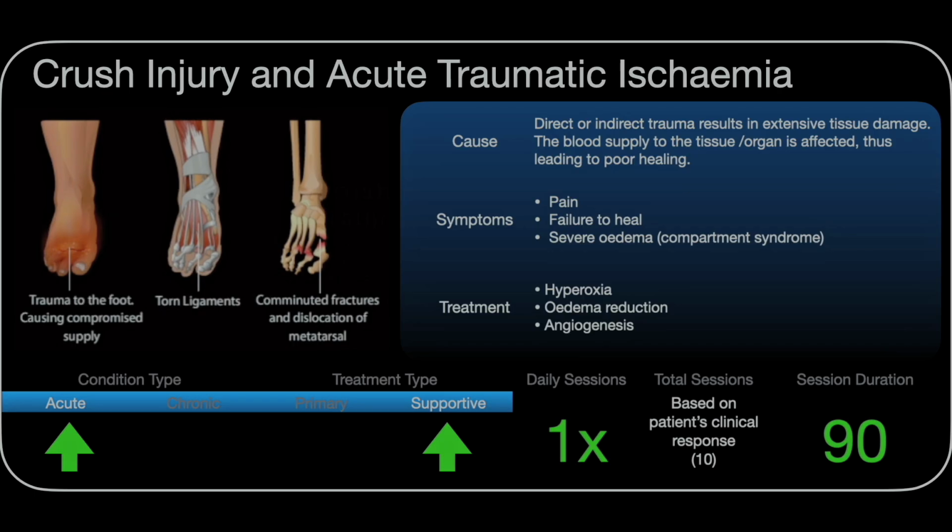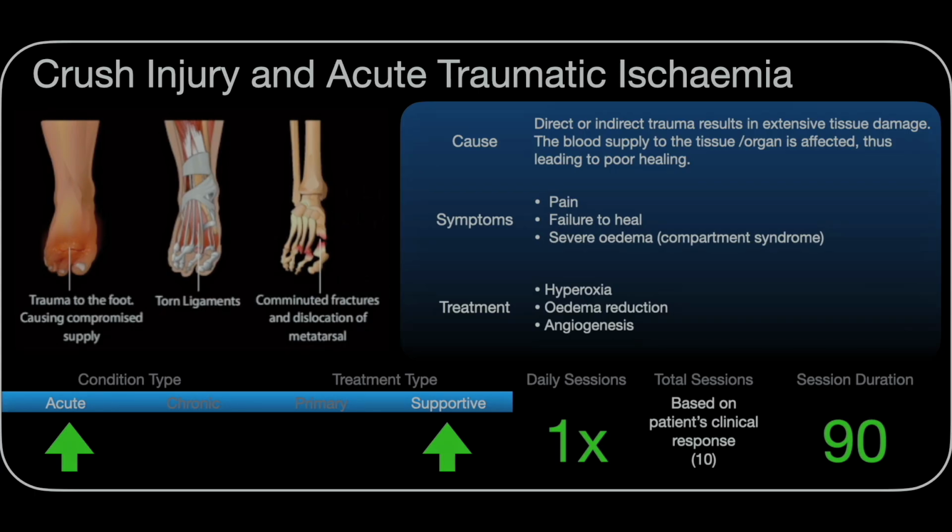Crash injuries and acute traumatic ischemic injury would be considered an acute condition. The use of hyperbaric oxygen therapy within the context of this problem would be considered supportive. Patients are usually exposed to 1 session a day, and the majority of patients would be treated up to the extent of the patient's clinical response, up to 10 sessions.